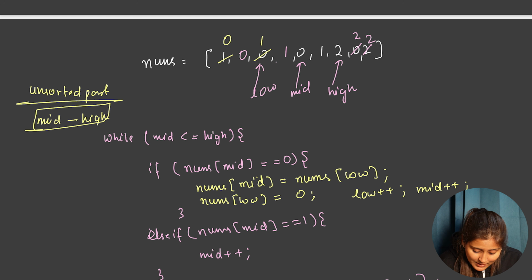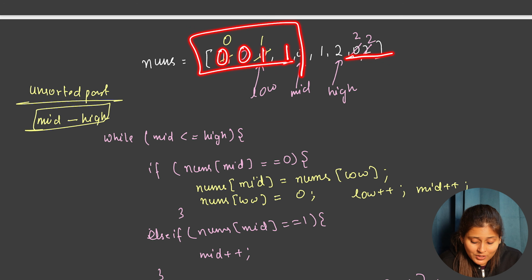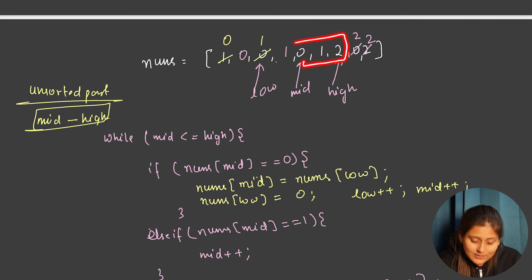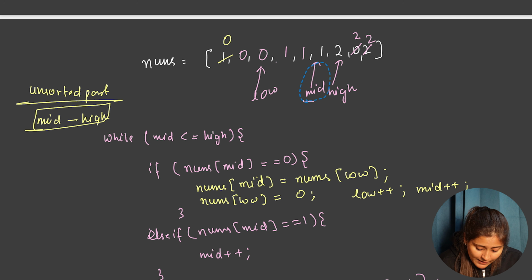So if you can see, till mid minus 1 everything is sorted. Yes, it is 0, 0, 1, 1. Yes, it is sorted. And from high plus 1 to n minus 1 it is sorted. So the unsorted part is from mid to high. Yes, it has not been filtered out. Now again we will do this low plus plus, mid plus plus. Now again it will check what mid is having. Mid is having 0, it will be swapped with low. So now low will have 0 and mid will have 1, correct? Done. Now again I will move this mid ahead and this low ahead, correct?